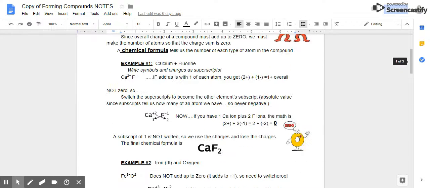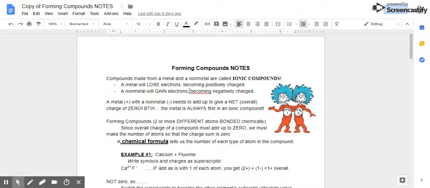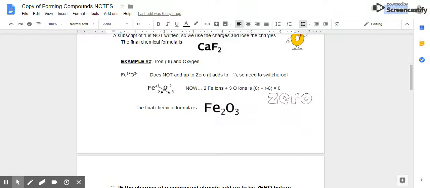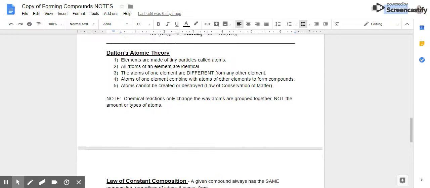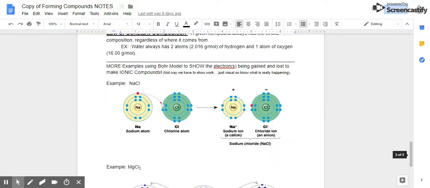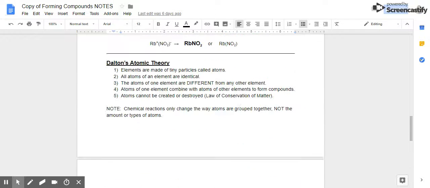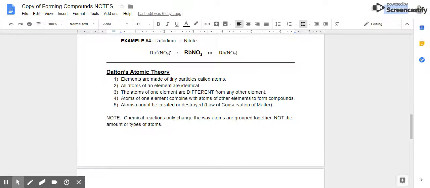Okay, this is all of the stuff you need for forming compounds. The rest of this is about some more notes about the history of the atom. This is the kind of stuff, the atomic theory things you need to make sure you know for your test. All right, there are 5 pieces of Dalton's atomic theory. There is a question on your test about which of the following is not part of Dalton's atomic theory, which means you need to know the 5 pieces of his atomic theory.